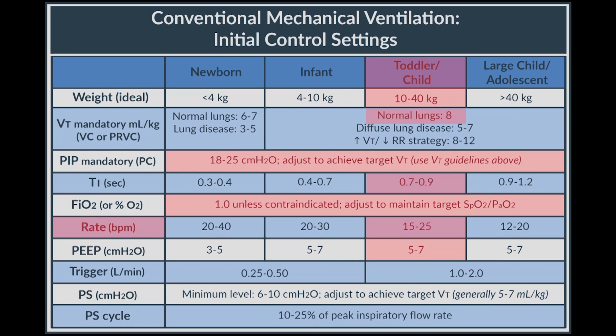Anticipating that this patient at some point is going to wake up and start breathing spontaneously, I'm also going to set a flow trigger sensitivity that's appropriate, in this case 1 liter per minute. And I'm also going to set a minimal pressure support level of 6 and a flow cycling threshold of 15.